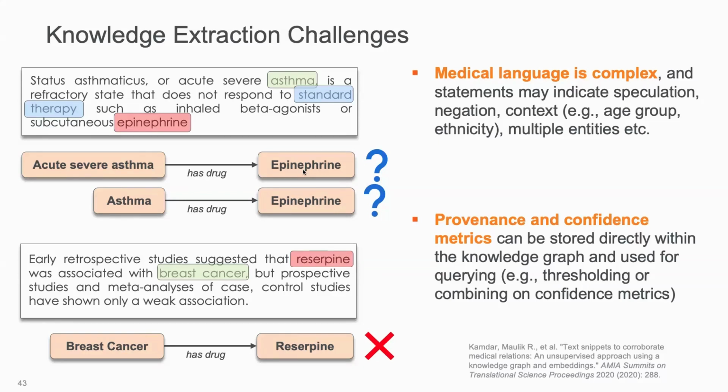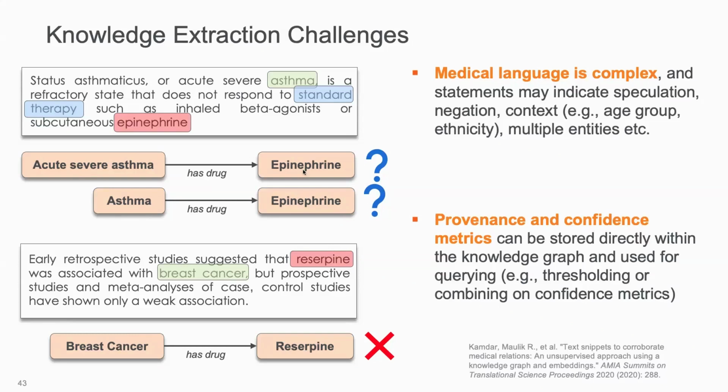in this particular statement. However, it often throws machine learning pipelines, like existing machine learning tools for relation extraction, into difficulty. So there are a lot of challenges with knowledge extraction. One possible solution is that you can associate provenance and confidence metrics directly within the knowledge graph, and then you can use them for querying.